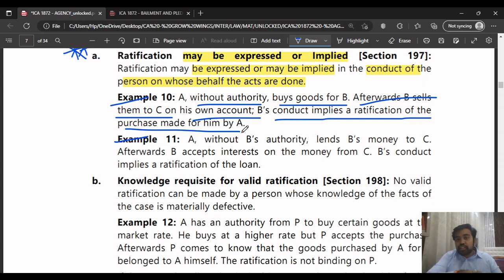Implied means by his action he showed that it's fine, you bought it without my authority. It's fine, I'll sell it to someone else, I'll make money now. B's conduct implies ratification of the purchase made for him by A. That's what they're trying to tell.